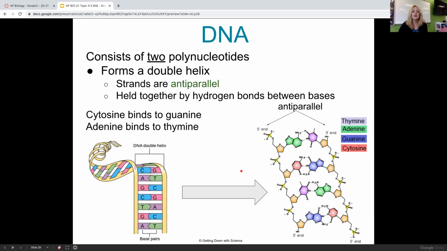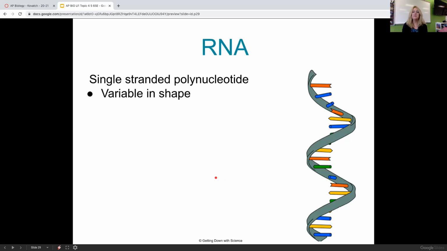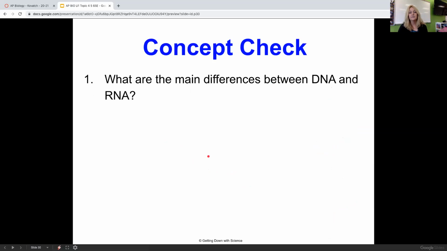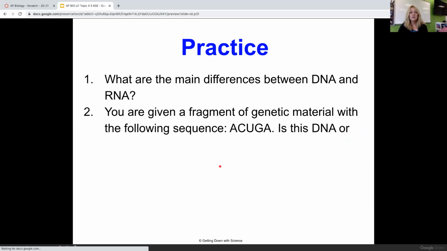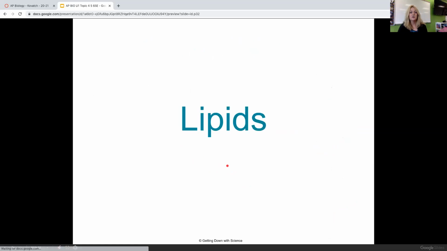Cytosine binds to guanine and adenine binds to thymine. RNA is different in that it is a polynucleotide, but it's single-stranded. And it doesn't have any thymine, it only has uracil in place of the thymine. So it's variable in shape due to base pairing within RNA. Adenine bonds to uracil, cytosine bonds to guanine. So as far as concept check, you have several of those to take a look at. I'm going to let you go through those on your own.